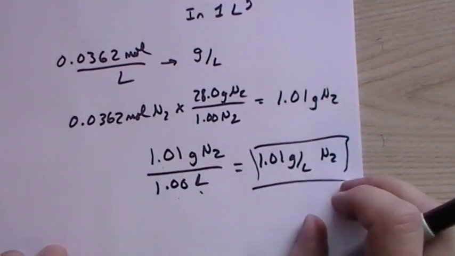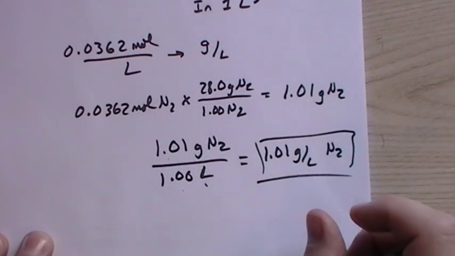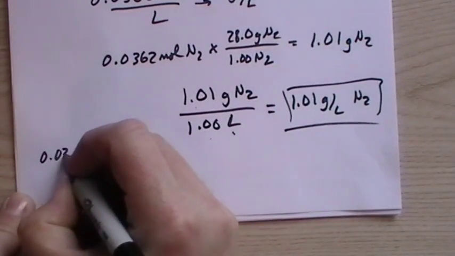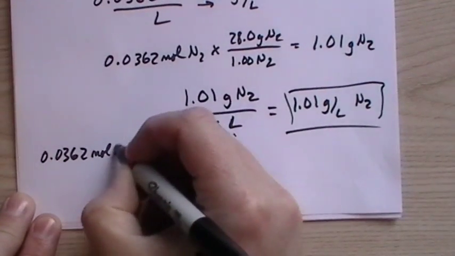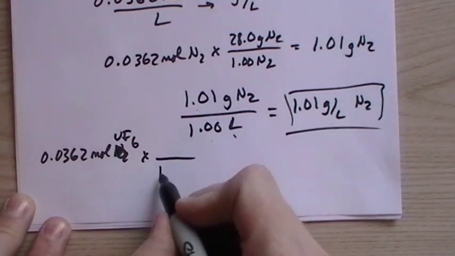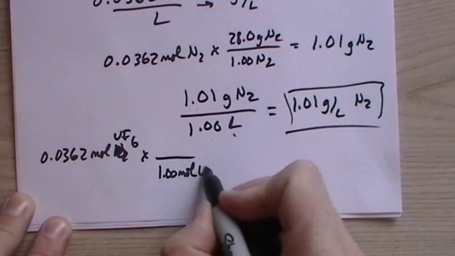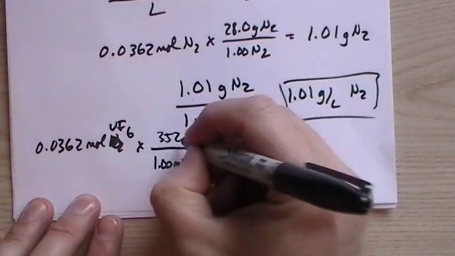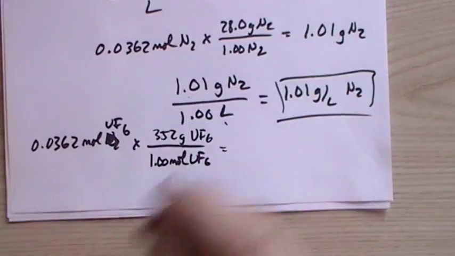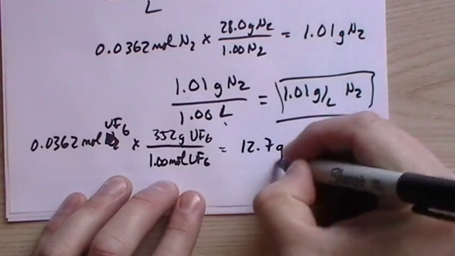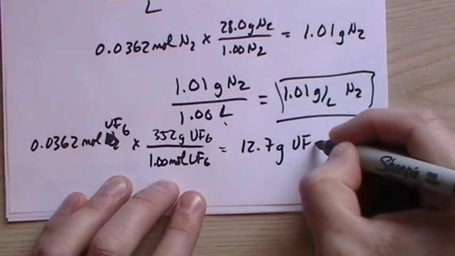Okay. And then, the last one, it says, what is the density of uranium hexafluoride? So let's say instead of nitrogen, it turns out that we had uranium hexafluoride in our sample. Somehow that unbelievably deadly gas got into our general chem lab. That's no problem. It is a problem in the lab. And this is actually 352 grams per mole of uranium hexafluoride. I just know that one off the top of my head. Use it a lot. So this is 12.7 grams uranium hexafluoride per liter.